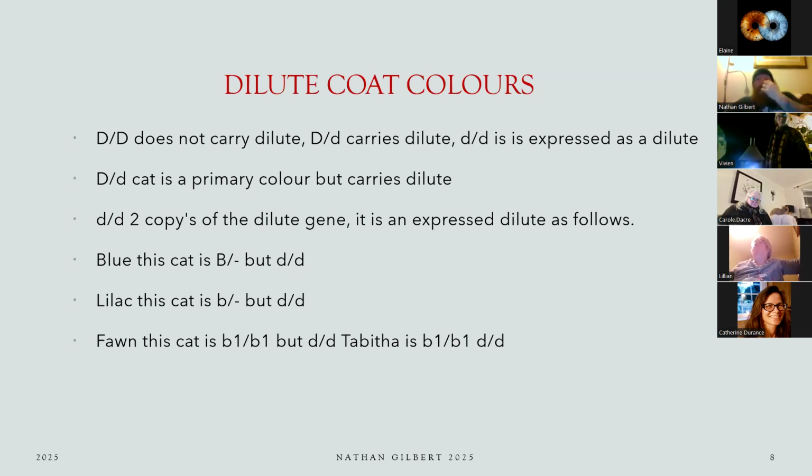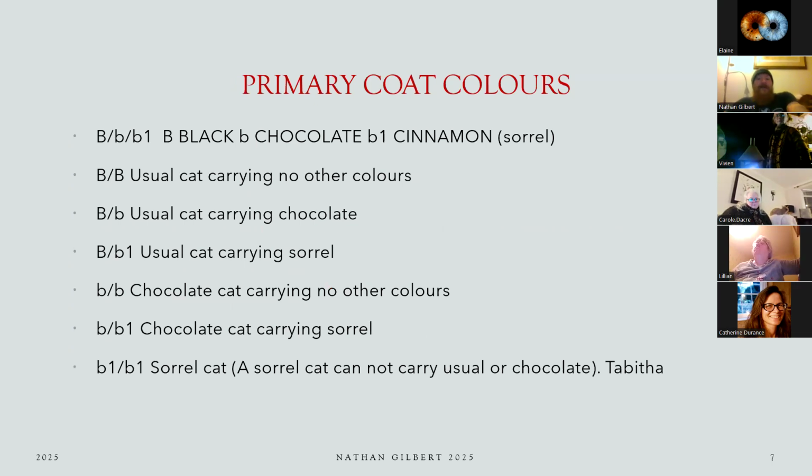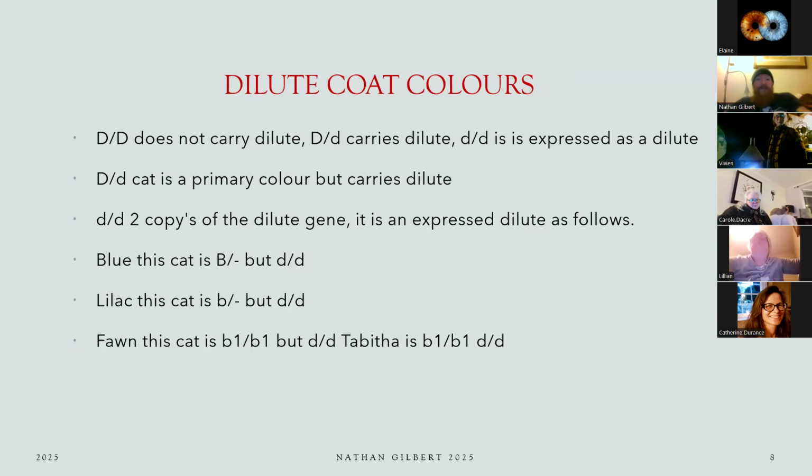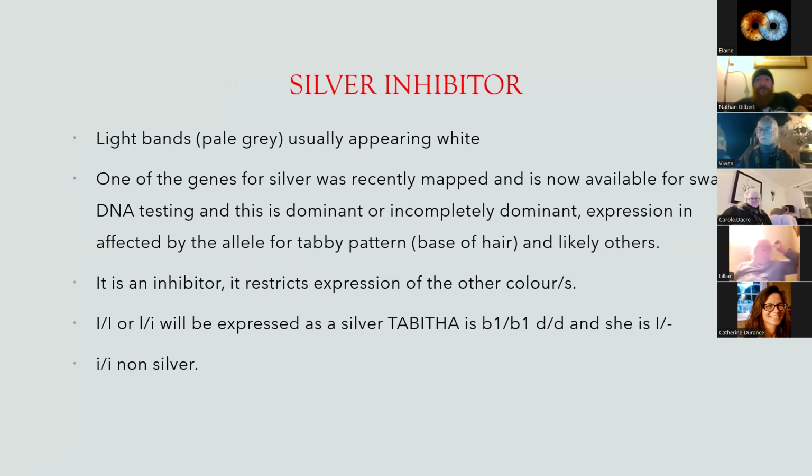So that is the dilute colors. So I'll just go back. We've got the three primary colors there: black, chocolate, and cinnamon sorrel in the order of dominance. So then, therefore, in your dilute cats, the order of dominance is blue, lilac, fawn, depending on what genes it has at the B locus, and if it has the two little d's at the D locus. So then, just because some of you crazy people like silvers, I've included the silver inhibitor gene.